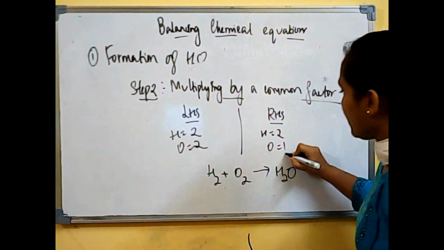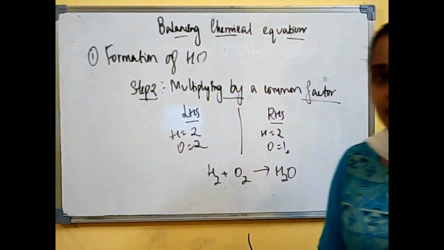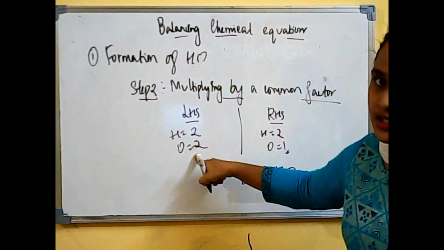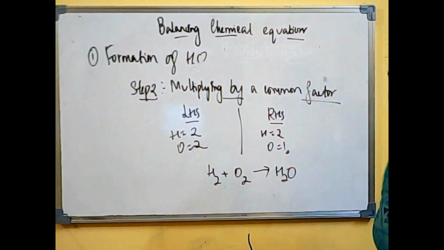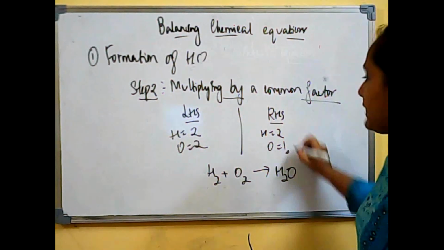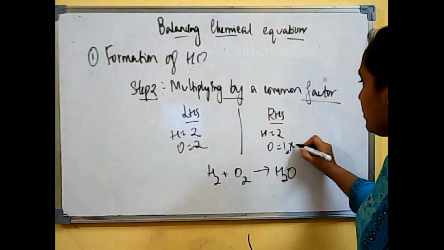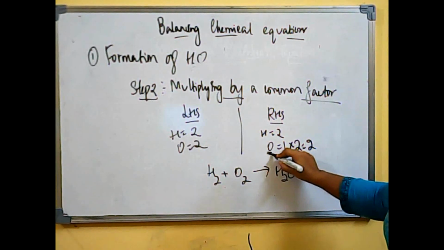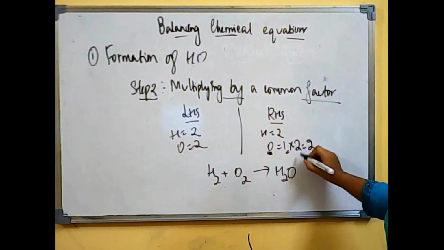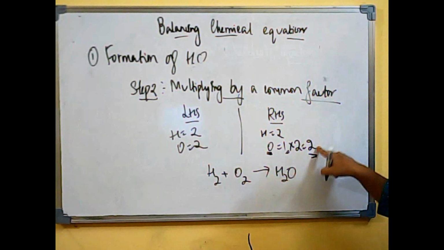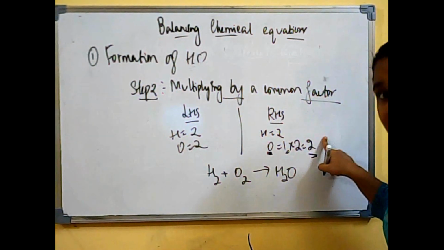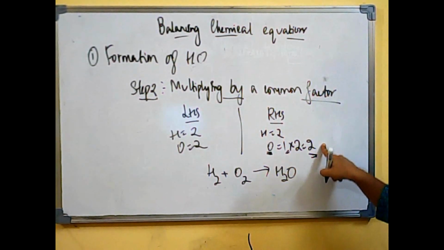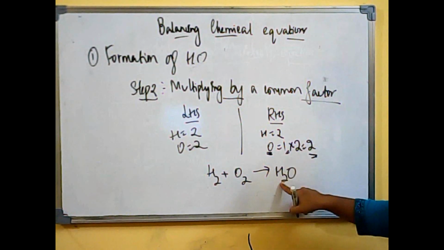Now you have to multiply with such a number that it will be equal to the oxygen on the LHS. So which number can I take? Yes, I can multiply my RHS oxygen with 2. So now I have multiplied my oxygen on the RHS with 2. Now I got it as 2. Now once I multiplied, I should always remember to write it in the equation.